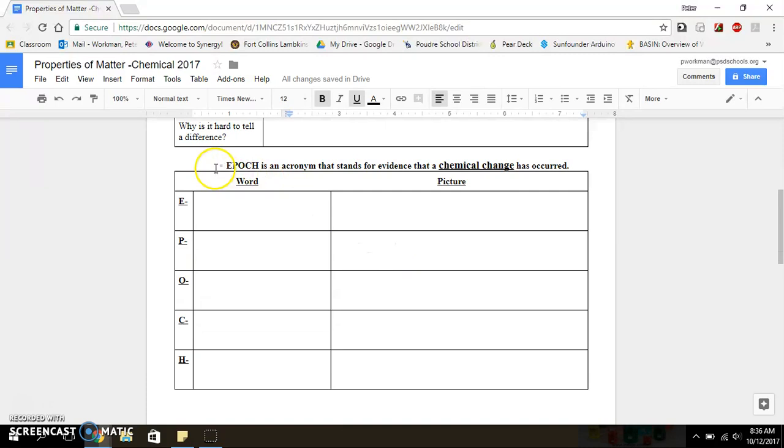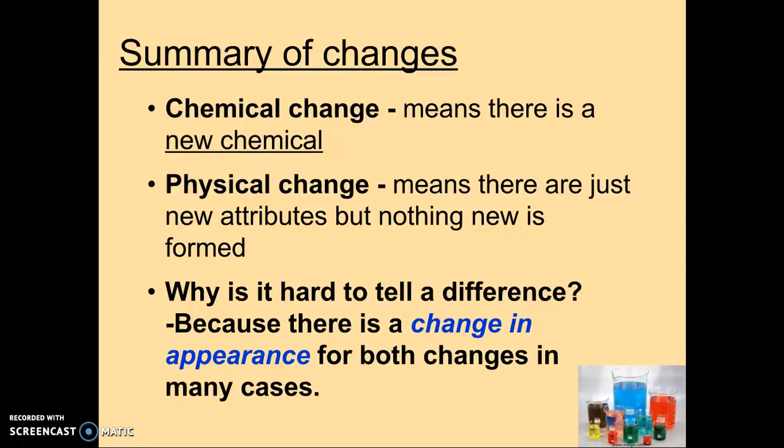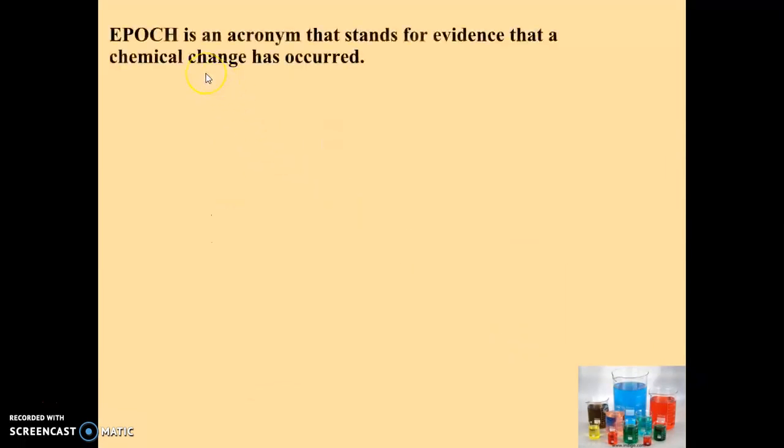Next, we're going to talk about an acronym that we call EPOCH. Technically pronounced epoch probably, but we're going to say EPOCH so we remember that C and H are separate things. EPOCH is an acronym, which just means that each letter stands for a different word. It stands for evidence that a chemical change has occurred.